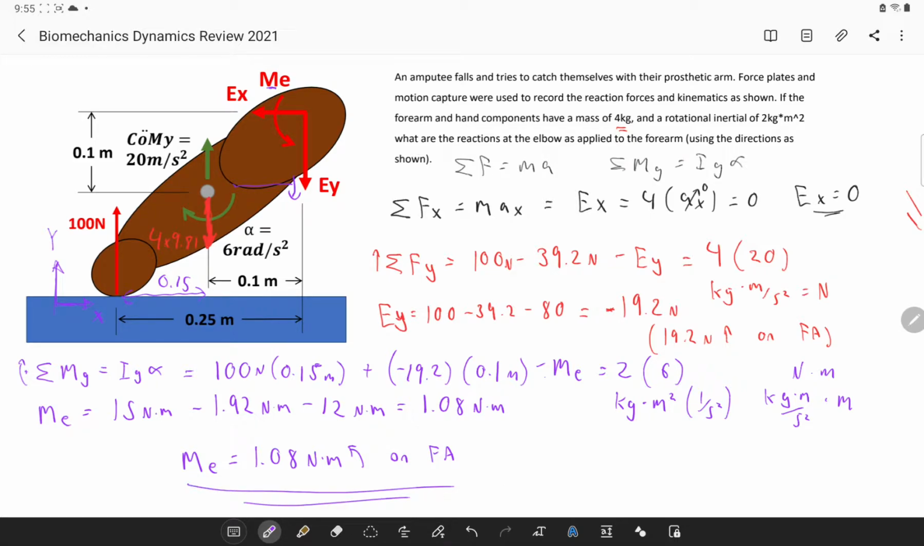There's our answer there. And it's pretty common for us to see these problems where, when we take the summation of moments about the center of mass, the forces on either side largely cancel out the net moment that's being applied. So the fact that we got a fairly small moment, even though the distal and proximal forces produced large counter-rotating moments.